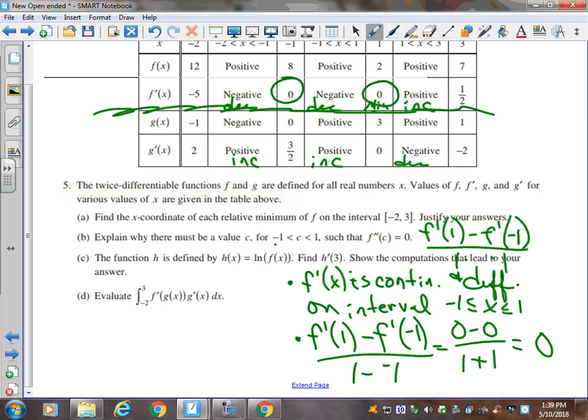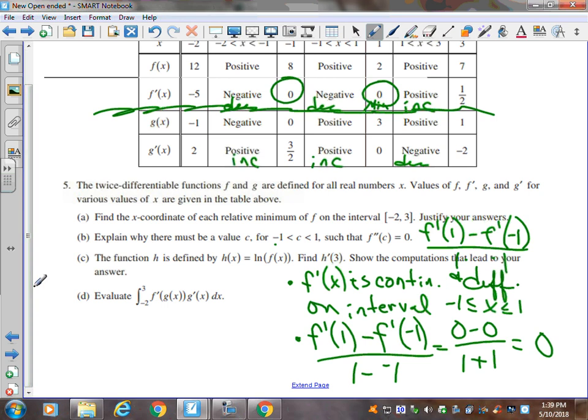That's worth an extra point to write the sentence. So this question's worth 2 points. You should be able to get something about it. When you start talking about there's a value C, the first thing you should start thinking about is, can I do mean value? Can I talk about continuous, differentiable, make a slope formula, and calculate it?